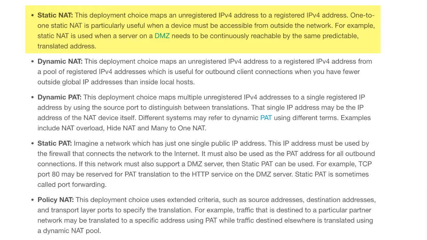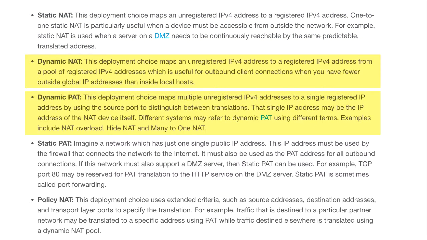For example, static NAT is used when a DMZ server needs to be continuously reachable by the same predictable translated address. Dynamic NAT maps an unregistered IPv4 address to a registered IPv4 address from a pool of registered IPv4 addresses. This is used for outbound client connections when you have fewer outside global IP addresses than the inside local hosts.